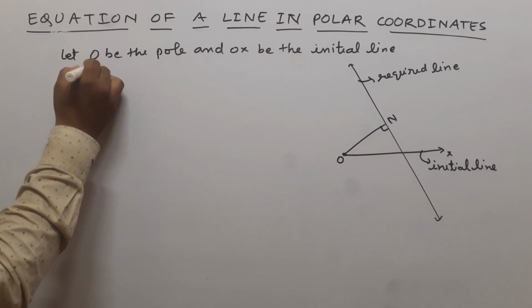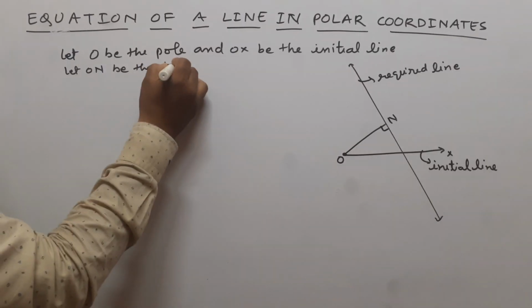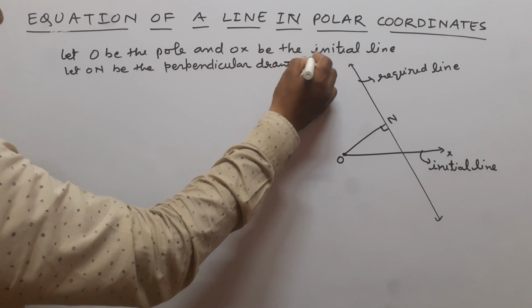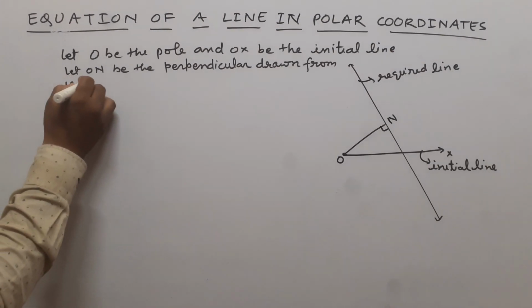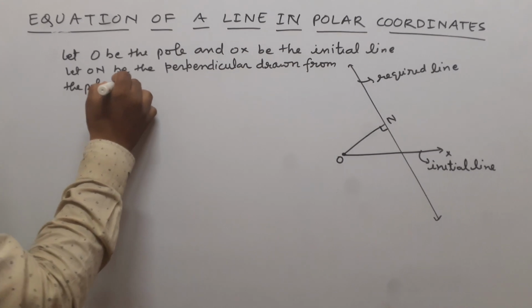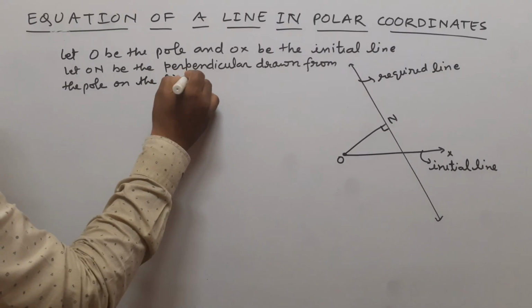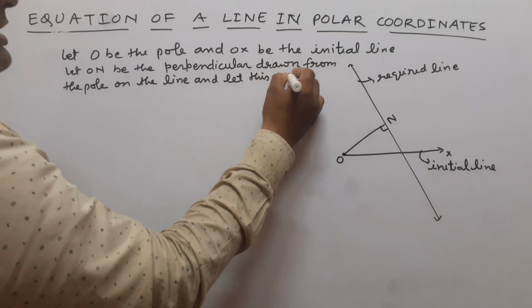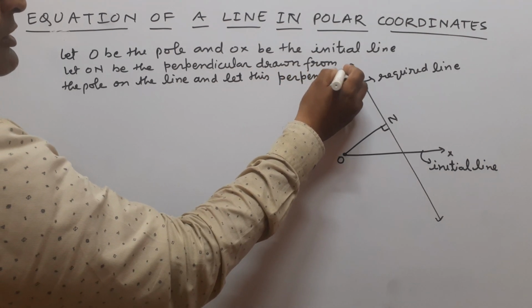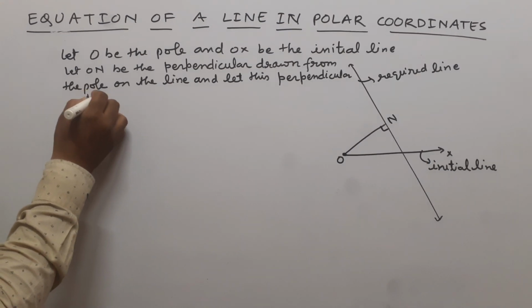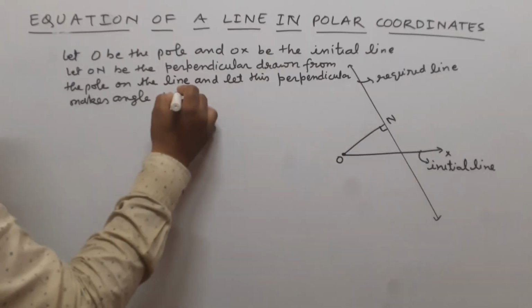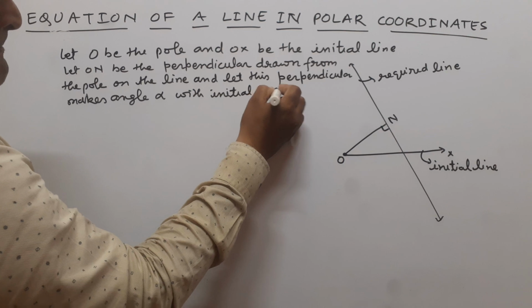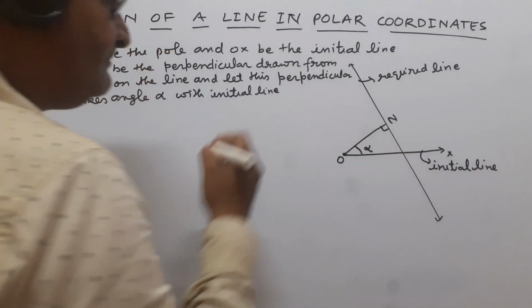Let ON be the perpendicular drawn from the pole on the line, and let this perpendicular make angle alpha with the initial line. Suppose that this angle is alpha here.